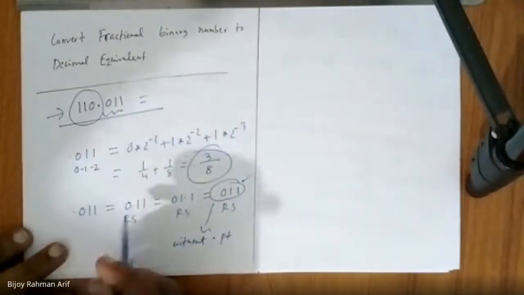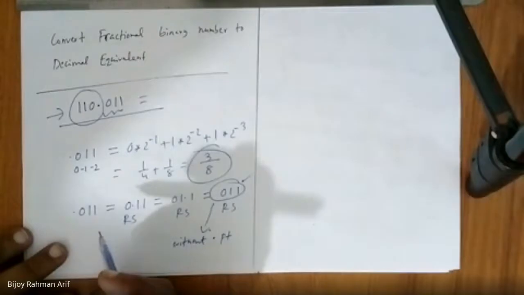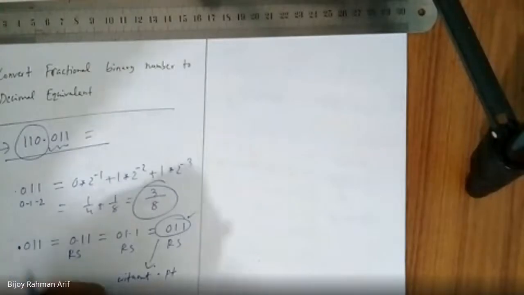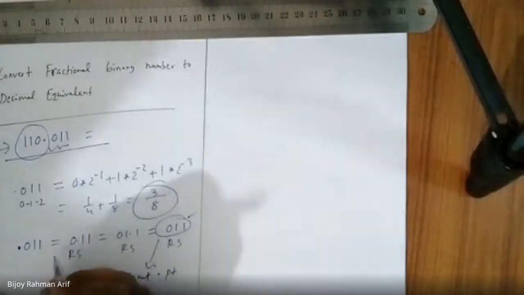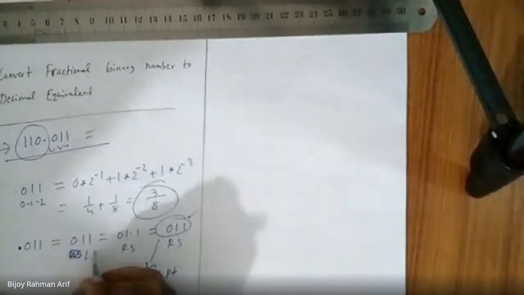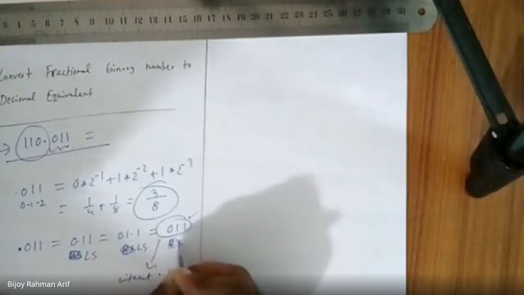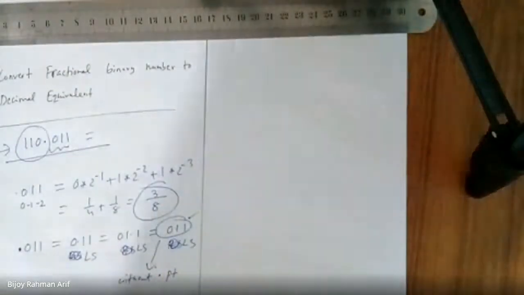When you move right shift, then what happens? It should become smaller. Yes, that's what I'm talking about. Now you are not right shifting the decimal point. You are right shifting the bits. Oh, then it is left shift. Yes, then it is a left shift. Left shift.